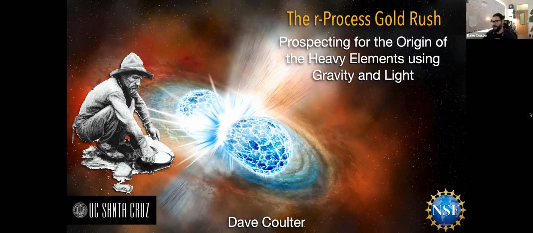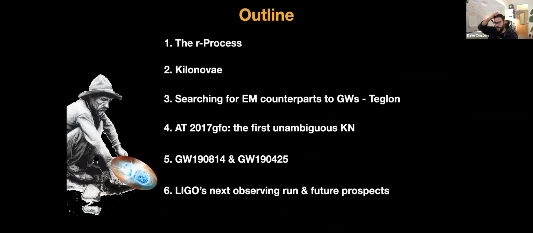Okay, yeah, thanks for the introduction. I'm happy to be here, happy to talk about the origin of the heavy elements and specifically the R process. Since this is a short talk, I want to get right into it. I'll have a little intro here. We'll talk about the R process, about kilonovae, how we search, the discovery of the first optical counterpart to a gravitational wave source, a couple of interesting objects in O3 that have implications for the R process enrichment, and what we're looking forward to in the next observing run.